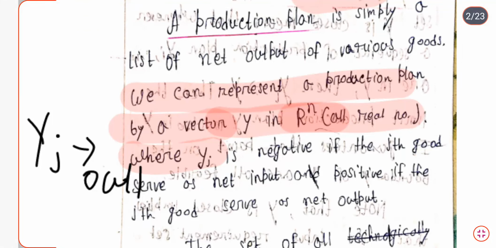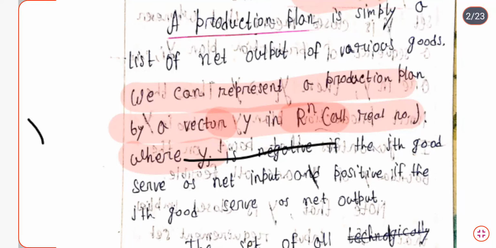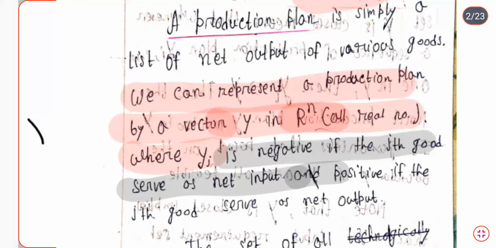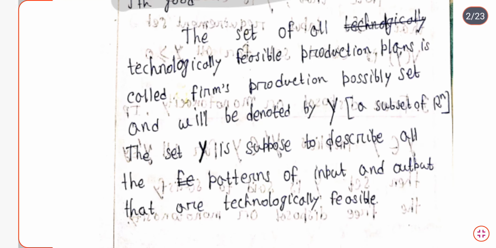How can we determine, just from seeing yj, whether it is input or output? If yj is negative, then the jth good is serving as input, and if yj is positive, then the jth good is serving as output. So this is basically very simple. If yj is negative, then the jth good serves as net input, and if positive, then the jth good serves as net output. Now what is the production possibility set?